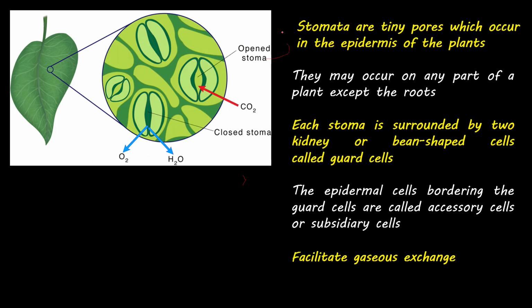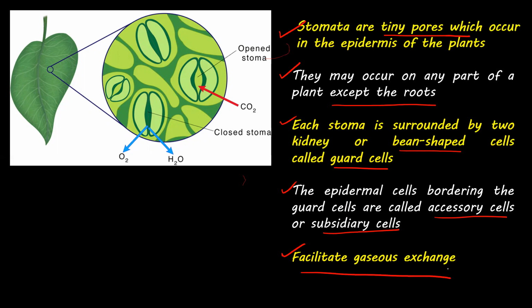of these points. First point, stomata are tiny pores which occur in the epidermis of the plants, right? Next, they may occur on any part of the plant except roots. So roots don't have stomata. Each stomata is surrounded by two kidney or bean-shaped cells called the guard cells, right? Next, the epidermal cells bordering the guard cells are called accessory or subsidiary cells, and last, they facilitate gas exchange. Okay.